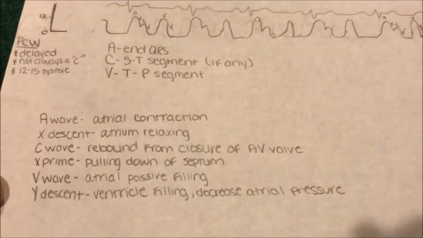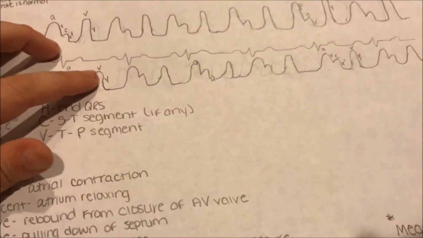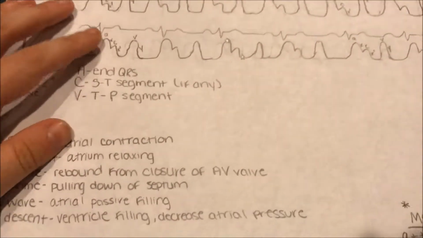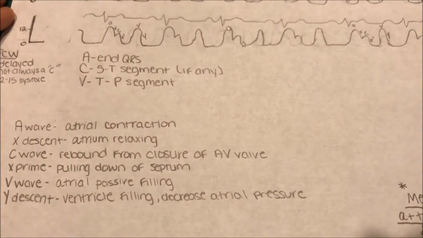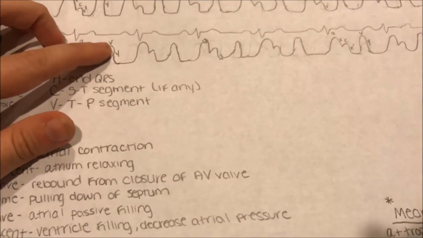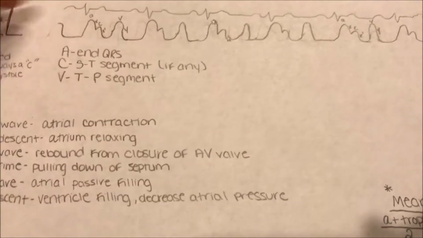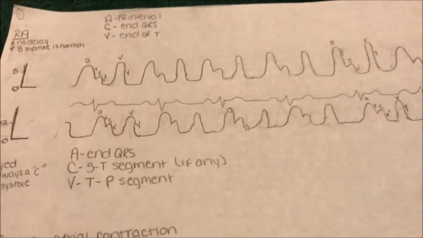Then we have our V wave, and the V wave is atrial passive filling. The atrium is getting filled again, and all the blood is coming back into the atrium via the pulmonary veins. Then we have the Y descent. The Y descent is ventricular filling, decreased atrial pressure. The valve has opened up and the atrium is decreasing in pressure, getting rid of all the blood going into the ventricles. It happens again and again, same system, and I put it back down here again: A, X, C, X prime, V, Y. And there you go, you have atrial waveforms.